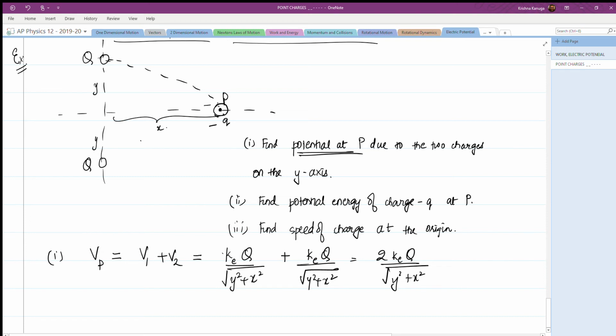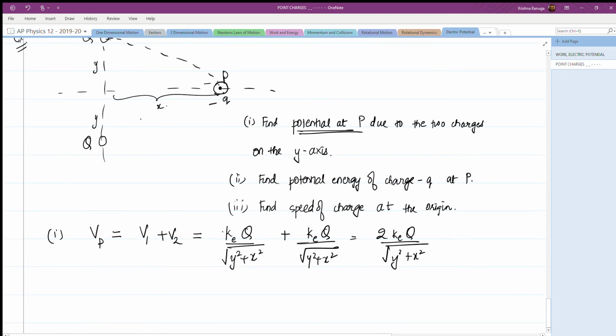Now that we have the potential, we can answer the next question, which is very easy once you realize what's going on. So the question is, what is the potential energy of charge minus Q? Now, what you need to understand is we are not asking for the potential energy of the entire system here. If that were the case, you would find the potential energy for each pair and add them up. We're not doing that. We're only asking the potential energy of charge minus Q.